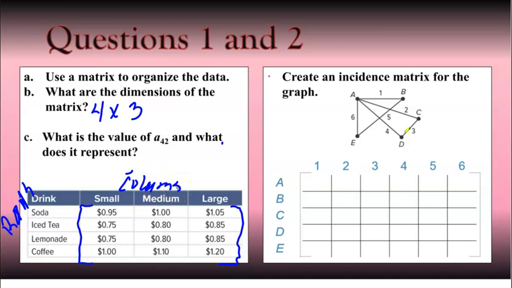Part C says, what is the value of A42? So now when you're looking at a matrix, the first number of the element is your row. So I have to look at row 4, which is the coffee row. And the second number is the column, which is the medium. So if I look at where those two meet, this is actually $1.10. And what does that represent in here? It represents the cost of a medium coffee.